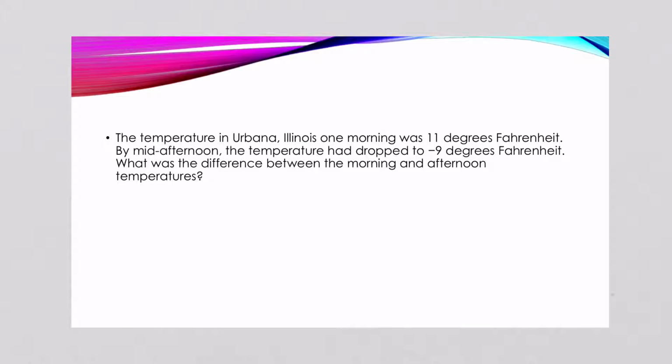Okay, so the temperature in Urbana, Illinois one morning was 11 degrees Fahrenheit. By mid-afternoon, the temperature had dropped to negative 9. What was the difference between the morning and the afternoon temperatures? So we've got 11 minus negative 9. Notice how you have a double negative here. So we're going to do change. 11 plus 9 is 20. So there's a 20-degree difference in Fahrenheit of the morning temperature and the afternoon temperature.